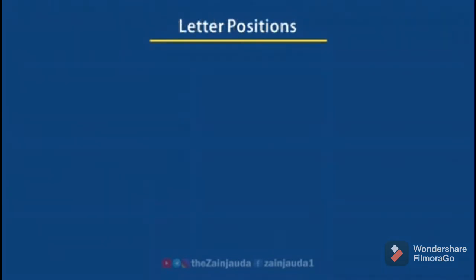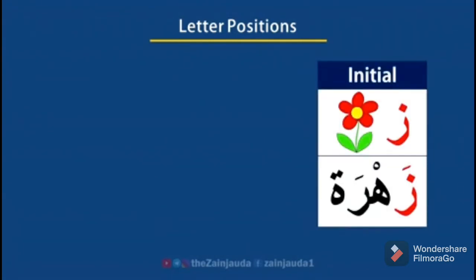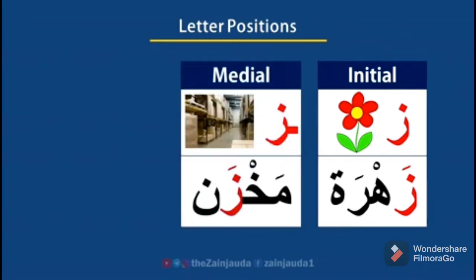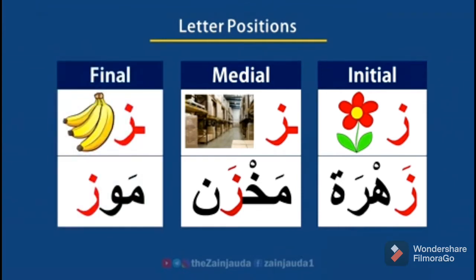As far as the positions of Zay, in the initial position we have zahra. In the medial, makhzan. And in the final one we have mouse. So as you see, there are no differences in writing the Zay in the three positions.